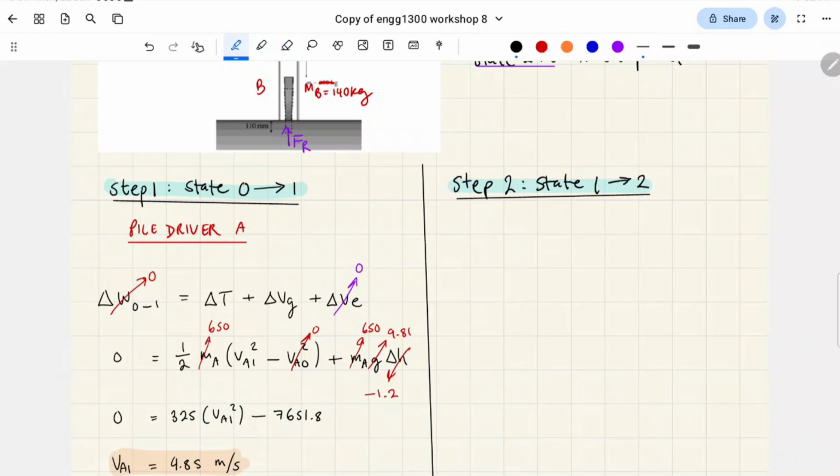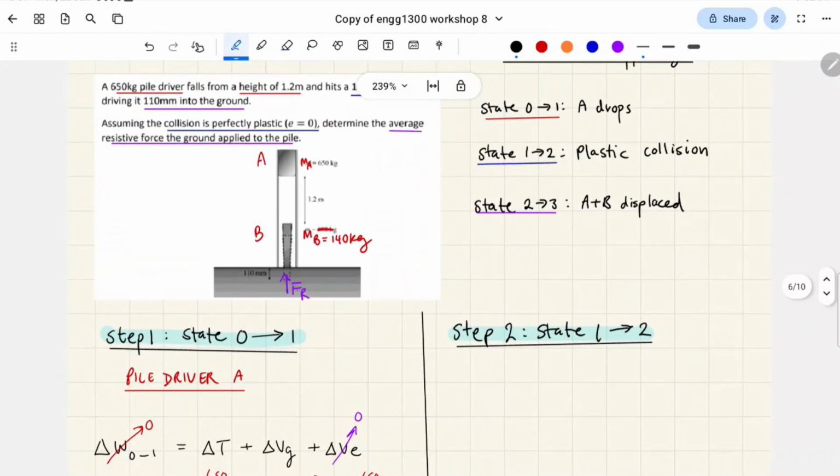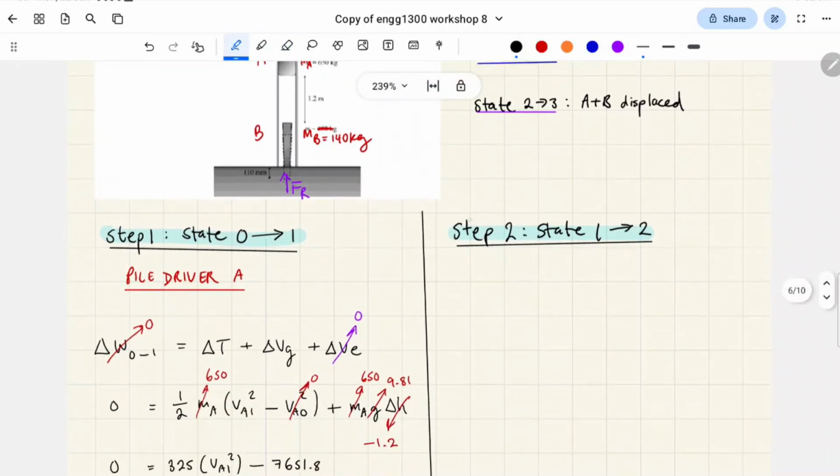Okay, and so let's do a recap. So state 1 and 2, it's going to be a plastic collision. What formula are we going to use for a plastic collision? Right, that's the one where E is 0. So because E is 0, we're not going to be able to use that formula, right? Because we're not going to get any meaningful information out of it. All we have to do is use this formula. Right, so that's our conservation of momentum for a perfectly inelastic or perfectly plastic collision, right?